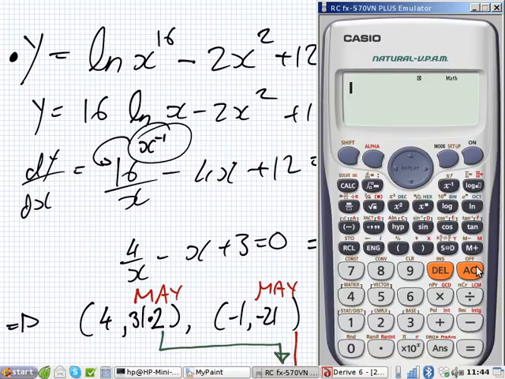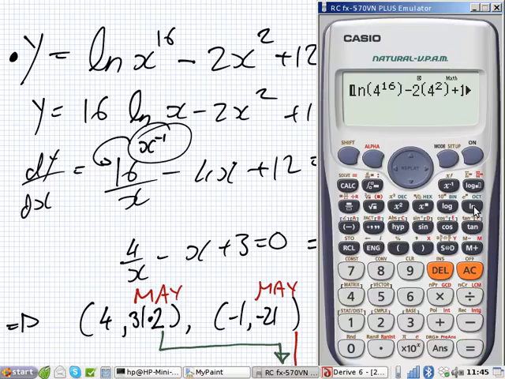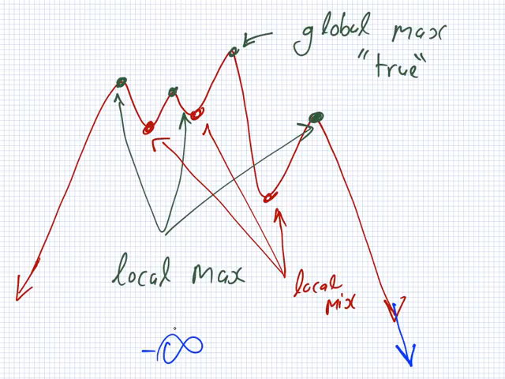Okay, so we'll try the 4 first. Log 4 power 16. We agree. Minus 2 times 4 power 16. No, sorry, 4 power 2. Plus, what's next? 12 times 4. Because it's 16, over the line. I don't know what's going on. Okay, did we draw this? Yeah. Okay, I'll draw another one.